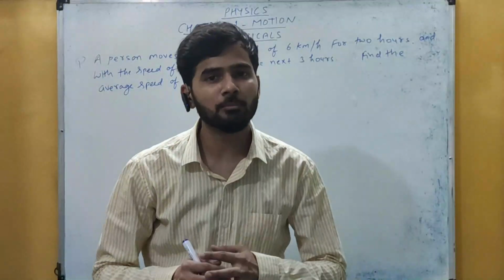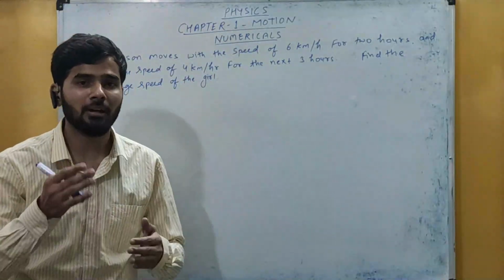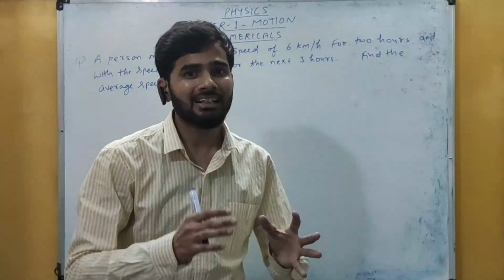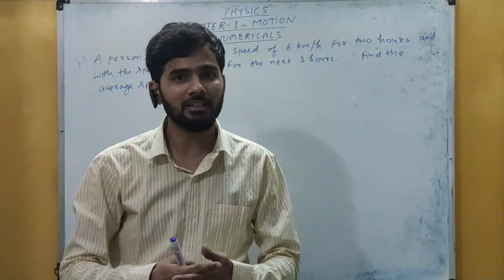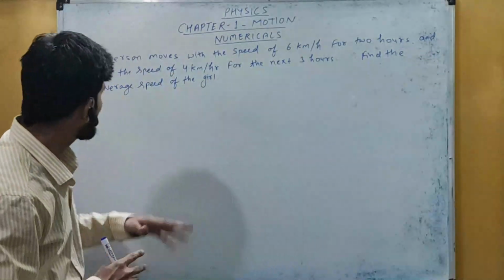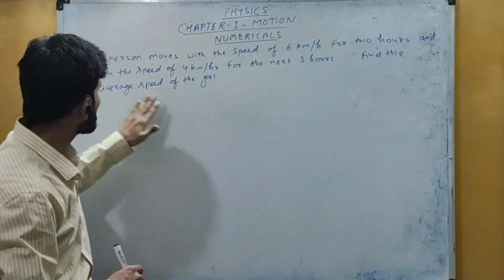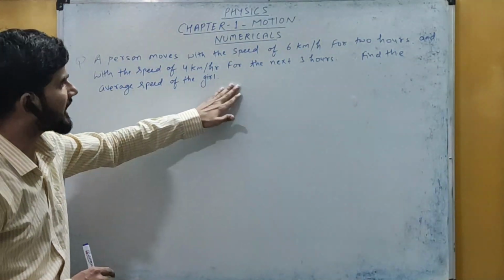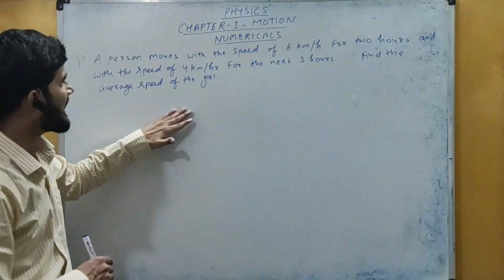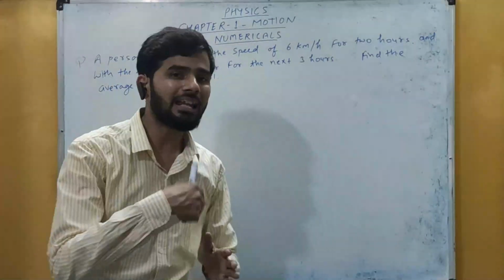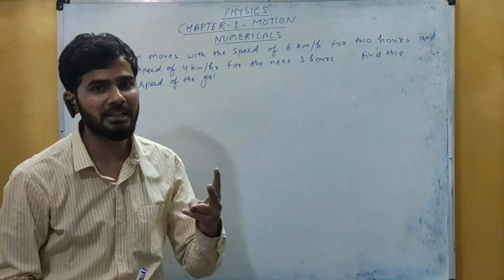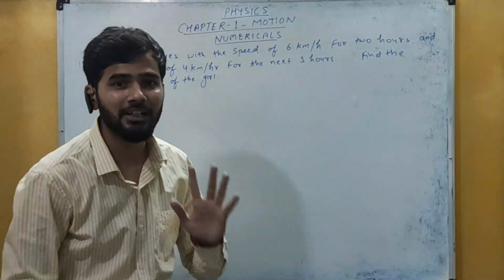So now let us take one more question here based on the same question by which we have done the previous question, but the given values are something different from that of previous numerical. So a person moves with the speed of 6 km per hour for 2 hours and with the speed of 4 km per hour for the next 3 hours. Find the average speed of the girl. इससे पहले वाले क्वेश्चन में डिस्टेंस एंड स्पीड गिवन थी, यहाँ पर time and speed is given.